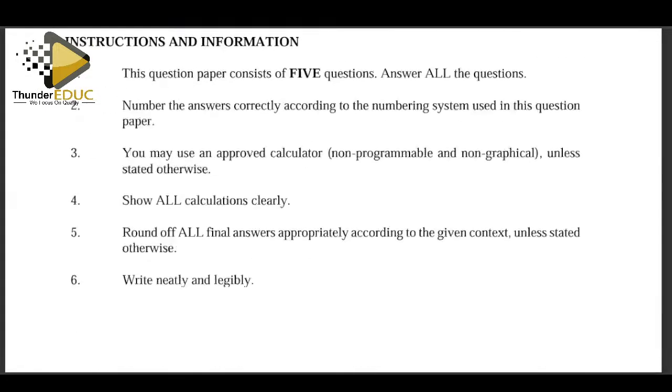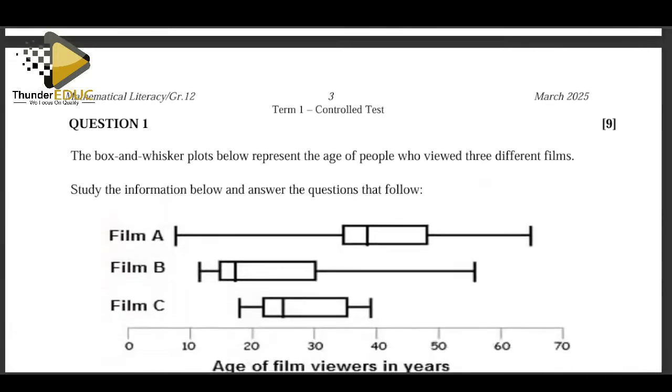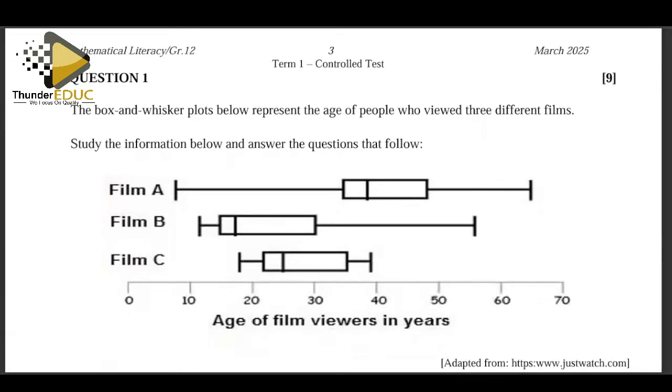50 marks, 1 hour. Those were the instructions. And we go directly to question number 1. Question number 1 says, the box and whiskers plot below represent the age of people who viewed 3 different films. Study the information below and answer the questions that follow.